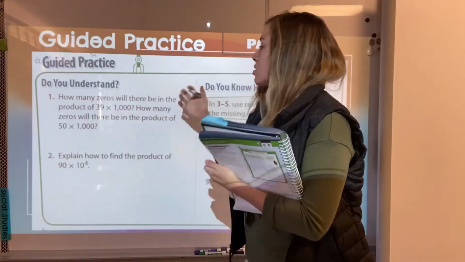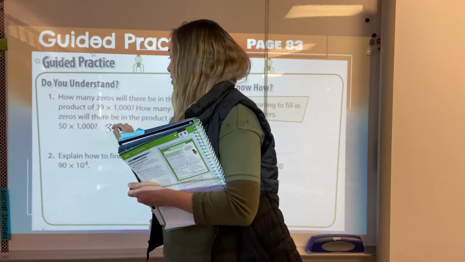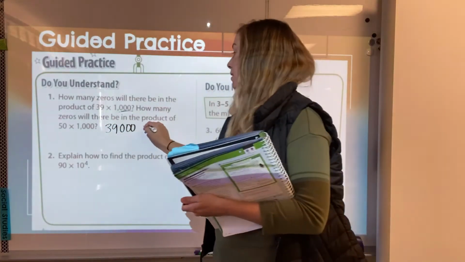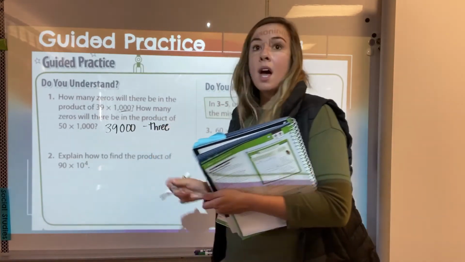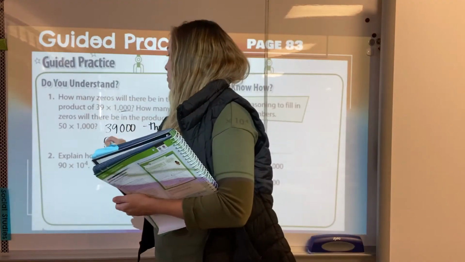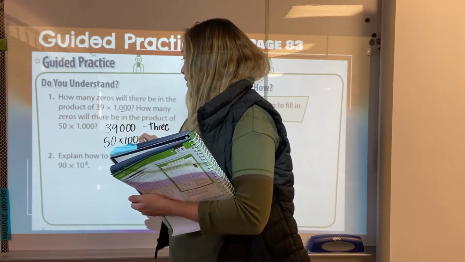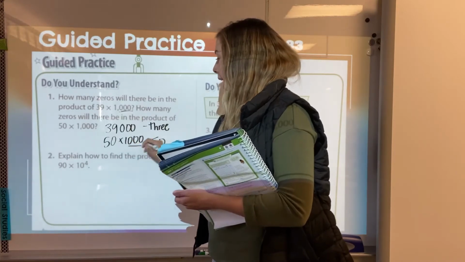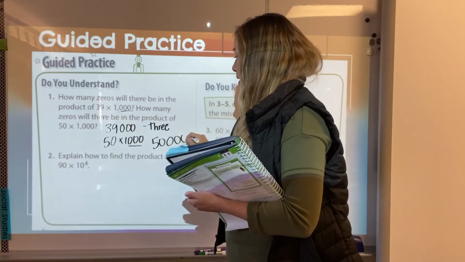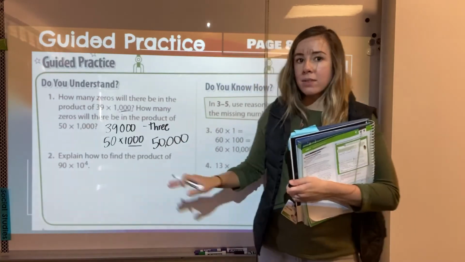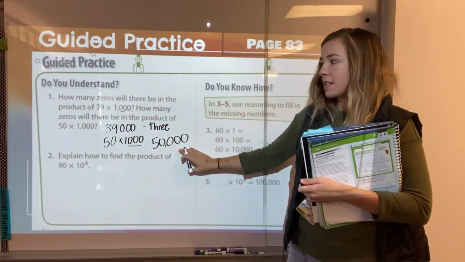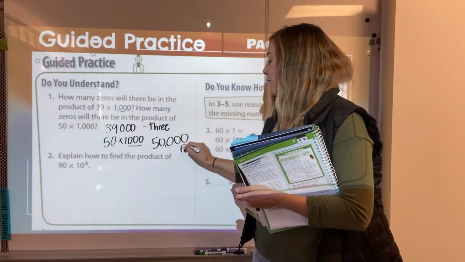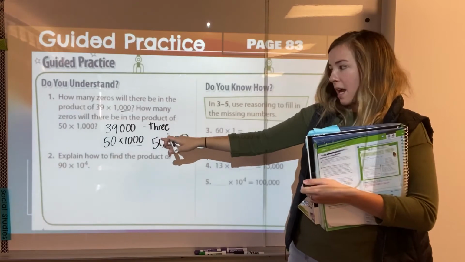Okay, so if I look at this, 39 times 1,000. Well, I'd start with my 39, and I have to add these 3 zeros to it. So how many zeros do we have there? 3. My next step is 50 times 1,000, but this one is a little trickier. We are starting with our 50, and now I need to add 3 more zeros. So what are you noticing about the number of zeros in 50 times 1,000? 1, 2, 3, 4. There are 4 zeros in 50 times 1,000.